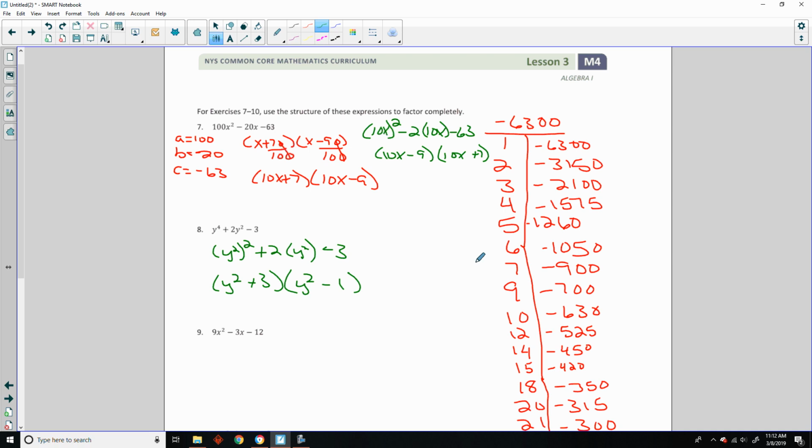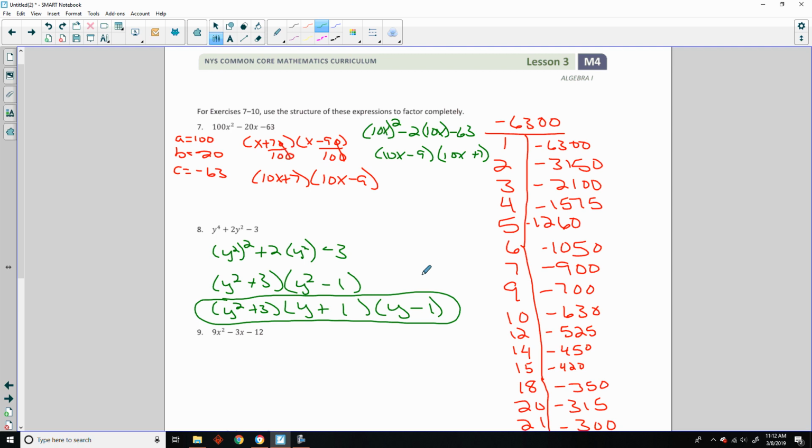This is a difference of perfect squares here, so we're not done. Always check that. Y squared plus 3. And this is a difference of squares where A is y and B is 1. So it's plus 1 minus 1, because 1 times 1 is 1, and positive 1 times a negative 1 is negative 1. So my final answer is y squared plus 3 times y plus 1 times y plus 1, or minus 1.